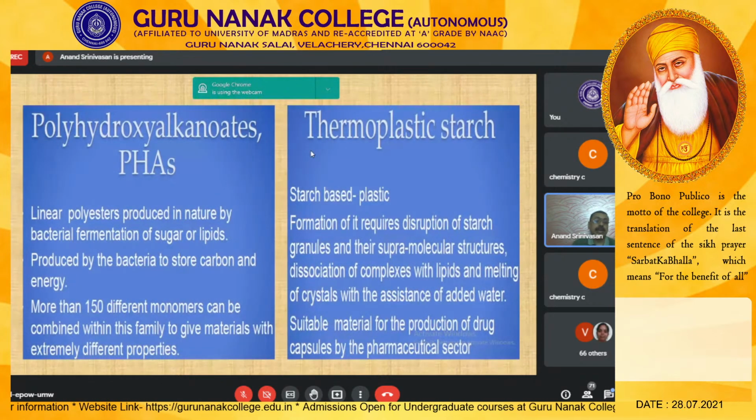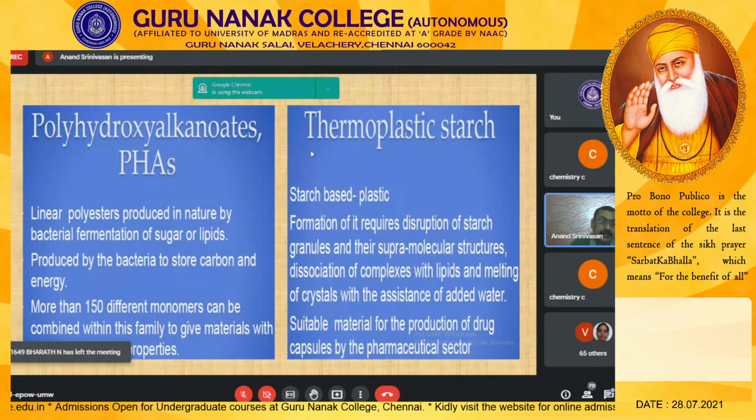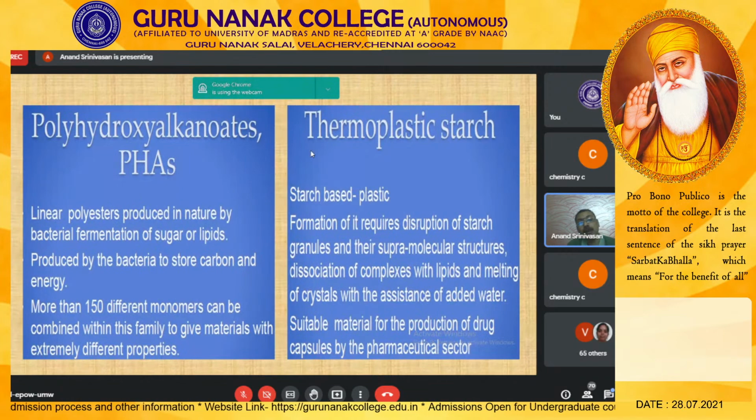So, polyhydroxyalkanoates, it's a linear polyester. Polyester, again, ester is nothing but alcohol plus carboxylic acid. And it is produced by bacteria to store carbon and energy. More than 150 different monomers can be combined within this family to give materials with extremely different properties. So polyhydroxyalkanoates is one of the families of your biopolymers.